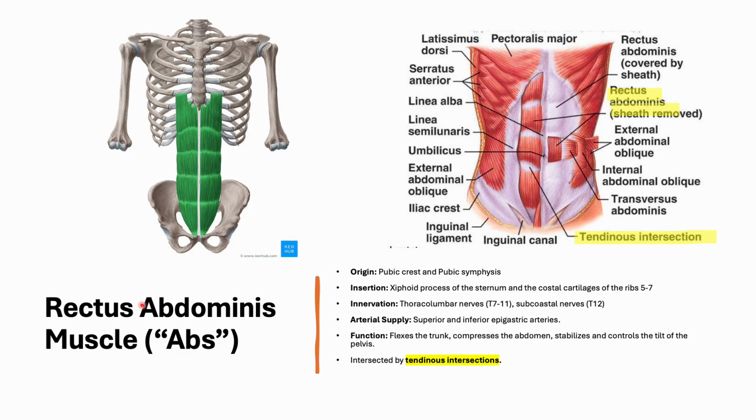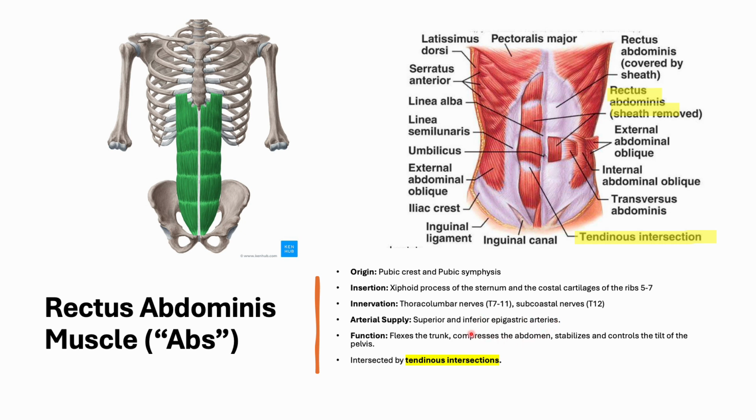Next, we're going to talk about the rectus abdominis muscle, or what a lot of people say are abs. This is kind of your classic representation of abdominal muscles. So the origin is from the pubic crest and the pubic symphysis, and then insertion is going to be to the xiphoid process of the sternum and the costal cartilage of ribs 5 through 7. Innervation, again, is going to be T7 to T12, and then arterial supply for this is going to be the superior and inferior epigastric arteries.